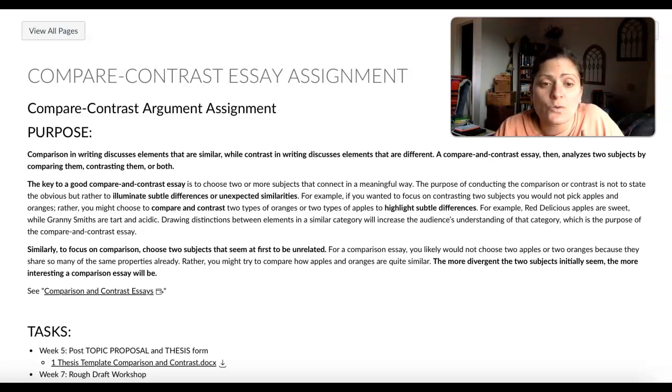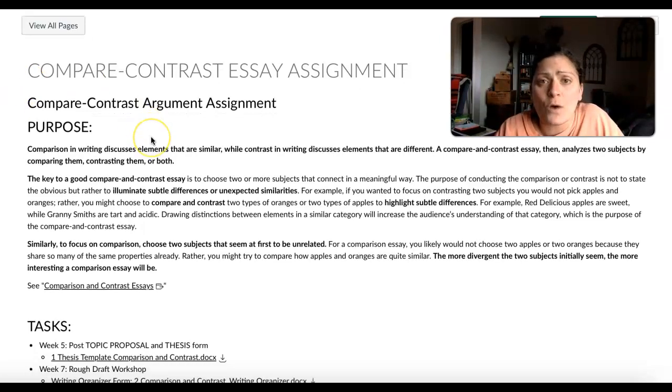Or you could look at unexpected similarities. For example, you might compare how apples and oranges are actually quite similar, even though we assume they're very different. That, again, would be unexpected. It would illuminate something. It would allow you to make an argument rather than just state the obvious.